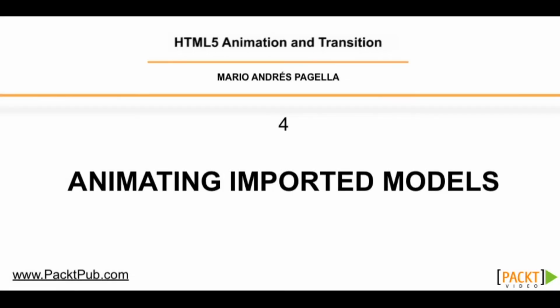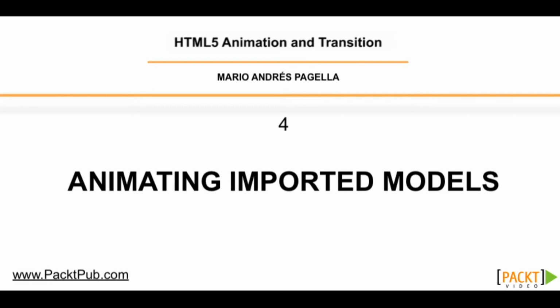Now that we know the theory behind complex models, like we learned in the last video, we're going to be learning how to animate imported models. We're going to be using a model from the Rome project, which is important to give attribution. So we're going to be using a horse from the Rome project.